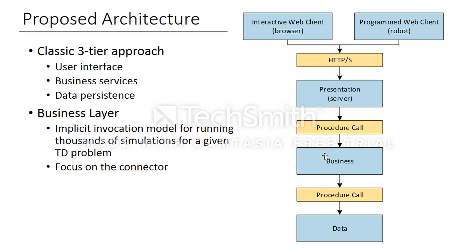In this project, I chose the classic three-tier architecture as you see depicted here on the right, which is a very high-level representation or high-level view of the system. It's essentially a layered architecture where we have a user interface that accesses business services, that accesses data persistence.